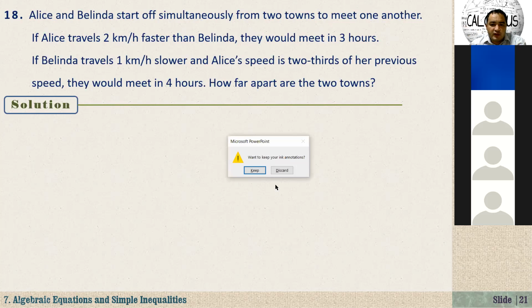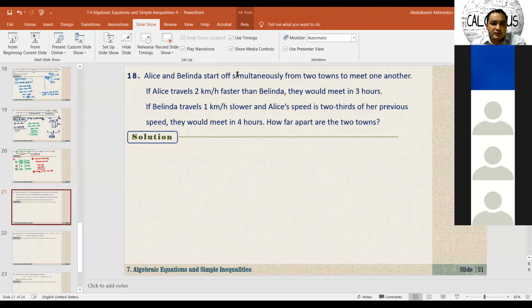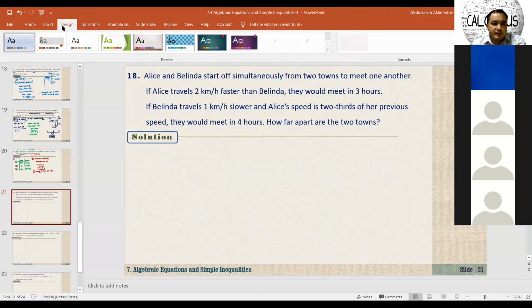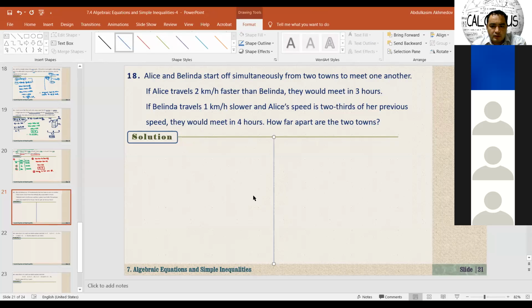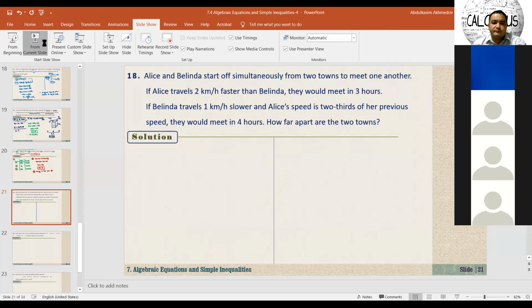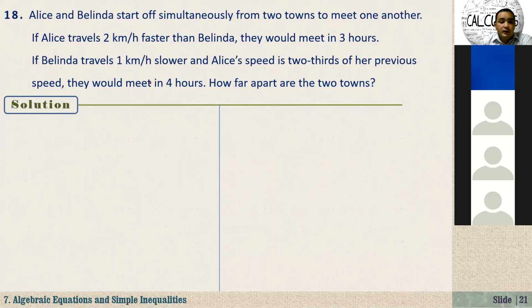Guys, that is the question we have to solve, but I'm going to give this as a homework. I just give you some instruction, okay? And we will finish the class. So, what is going on here? Alice and Belinda start off simultaneously from two towns to meet one another. That means that they are traveling towards each other, right? So here, let's say this one is Alice's city, and here is Belinda. So here we have two different cases, two different scenarios. The first one.